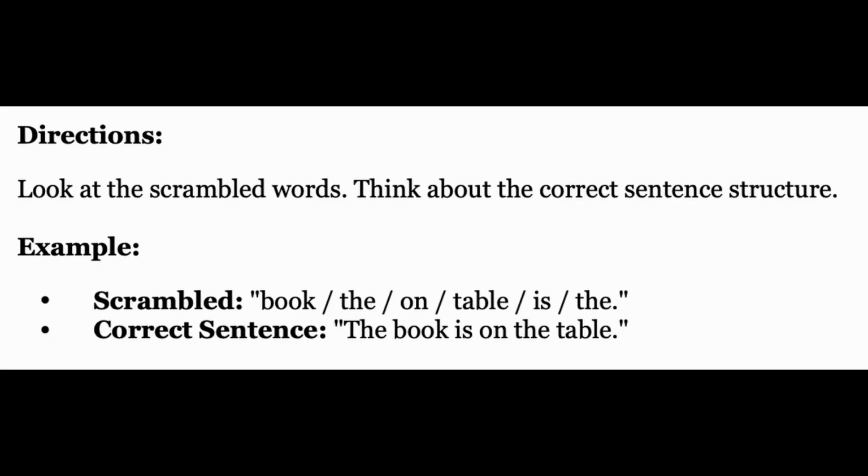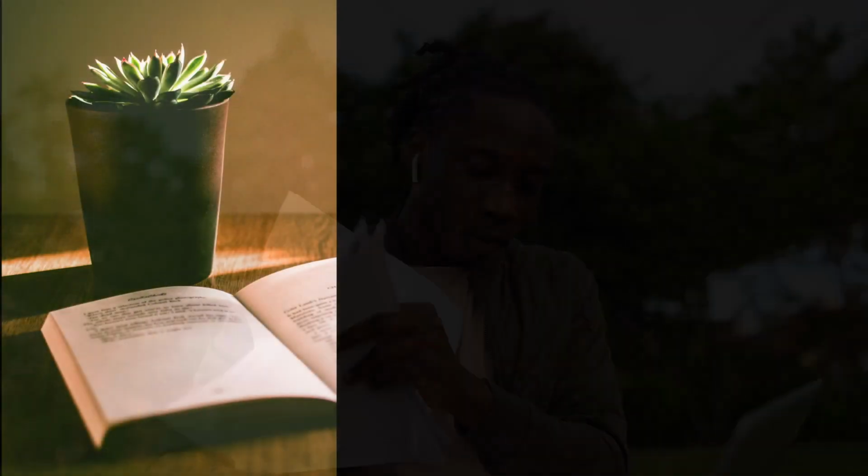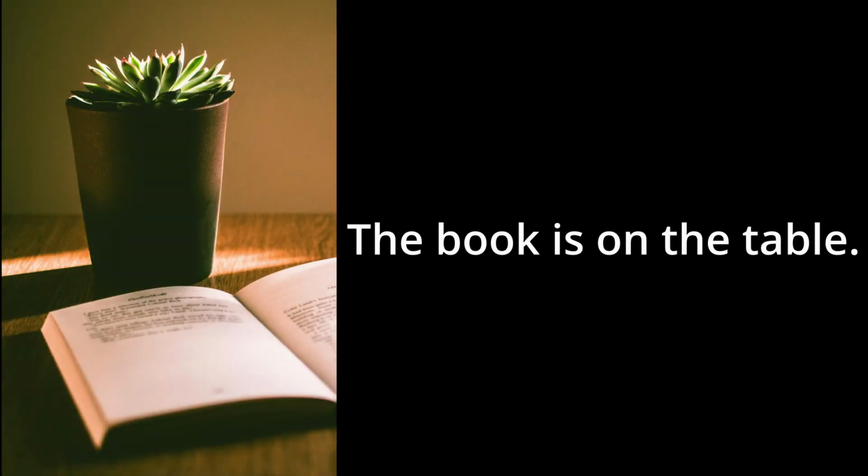Okay, let's read the directions. We are going to look at the scrambled words. Think about the correct sentence structure. So the example shows the order as book, the, on, table, is, the. If we read this sentence as it is, book, the, on, table, is, the, well, it simply makes no sense. But when you change the order, the sentence now makes sense. The book is on the table.